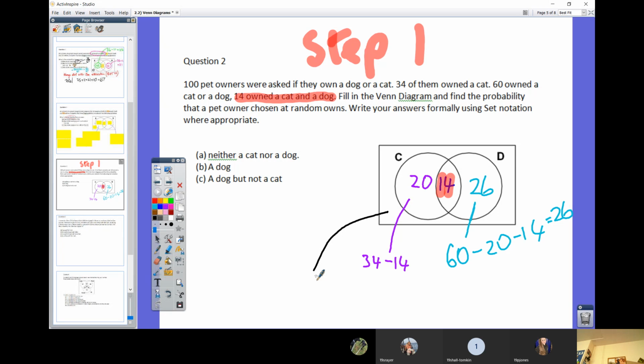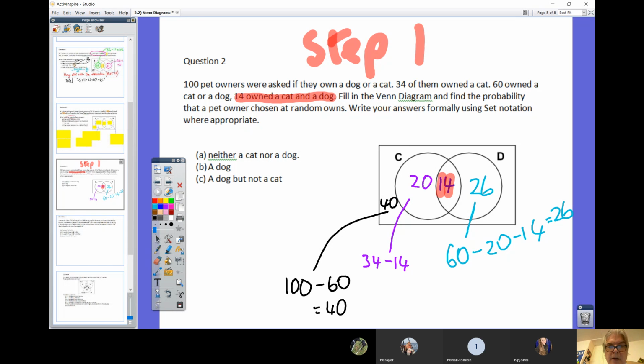Right, hands up. That's not wrong. That's part of the way. Cecily, how am I going to work out that outside bit? Yes, you do. You do 100 take away 60. You do 100 take away all the bits in the middle. So, like Cecily said, we've got 100 pet owners, 60 owned a cat or a dog or both. So that's then 40 on the outside.